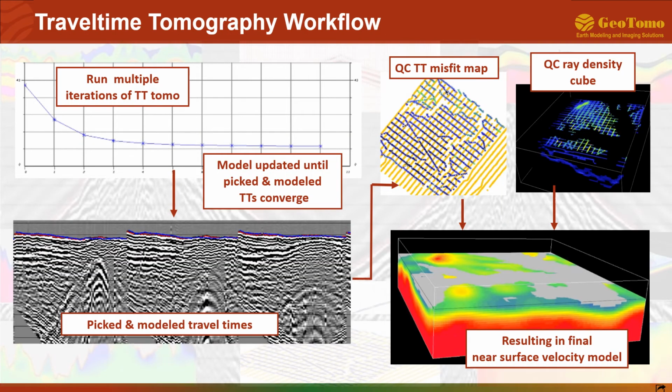At this point, we run multiple iterations of travel time tomography until the modeled and the pick travel times converge. We can QC the synthetic and the real picks overlaid on the gathers and on the travel time misfit map. We review the ray density map to ensure sufficient coverage and that the rays do not penetrate the bottom of the model. If they do, we need to increase the model depth. Once we're satisfied with all of the above, we have our final model.